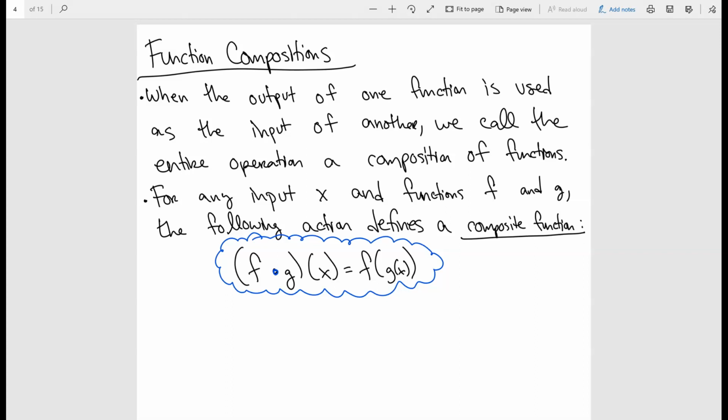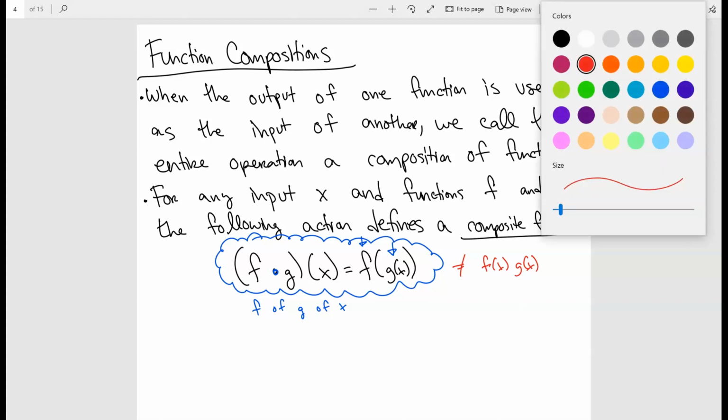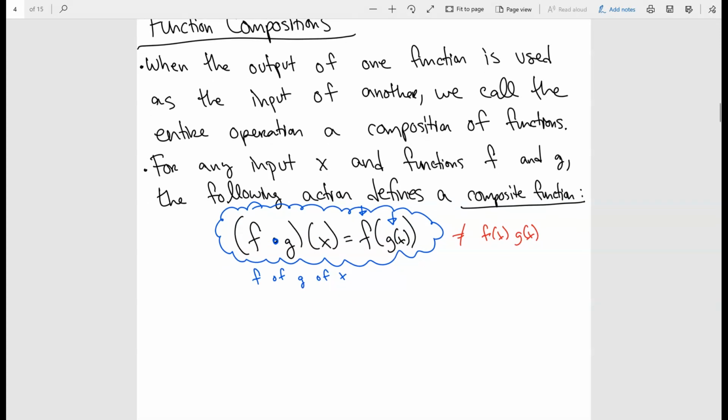The way that you say this is f of g of x, and it's basically plugging in a function inside of another function. That's basically what that means. Not to be confused with the multiplication of functions. This is not the same as f of x times g of x. Those two are not equivalent. You're basically plugging a function inside of another function. I'll give you some examples of what that looks like.